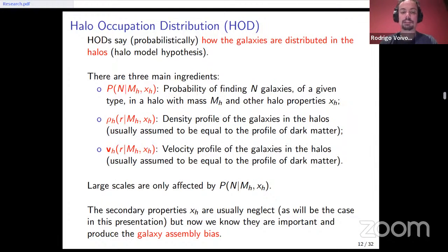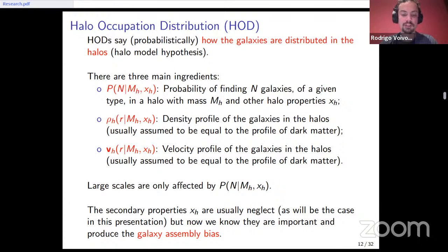The second ingredient that we need is the density profile for the tracer, okay, which in principle is different from the density profile of the halos, okay. But usually people just assume that it is the same as the density profile of the halo, just NFW, for example. And the same for the velocity profile of the tracers in the halo, okay. In principle, they are different, but usually people just assume that it's the same as the dark matter halo. So in the end, we only need to know the PDF of having any galaxy in a given halo.